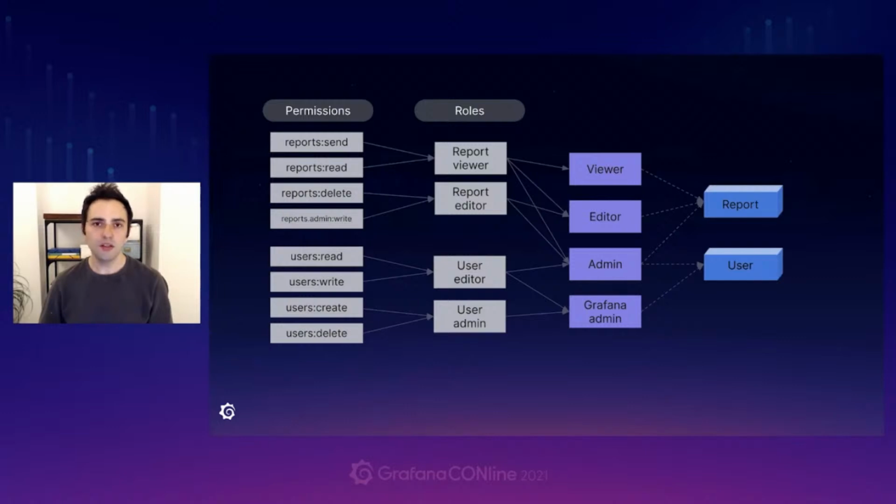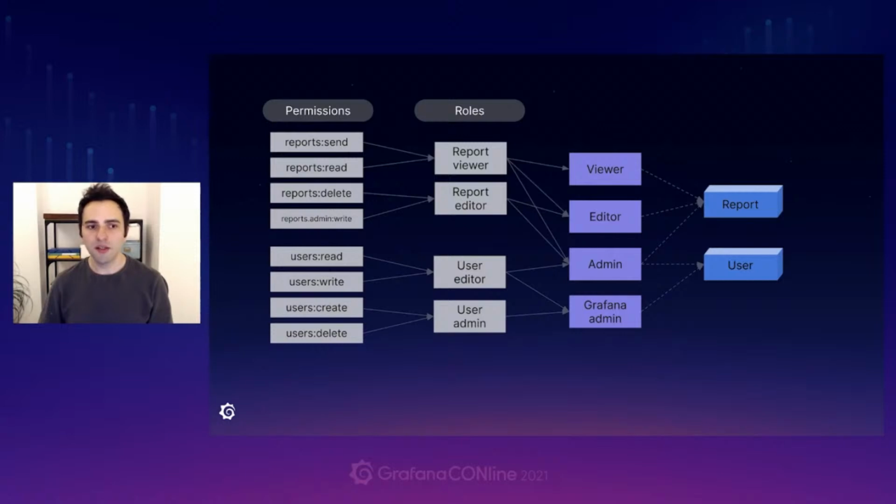When an authenticated user tries to access Grafana and perform a certain action, the authorization system is going to check if the user has the relevant permission to perform that action. If they have, the action will be granted, otherwise it will be denied. Here on the left side, I have listed a couple of permissions as an example, such as send report, read, delete, or create reports, or read or update or create users.